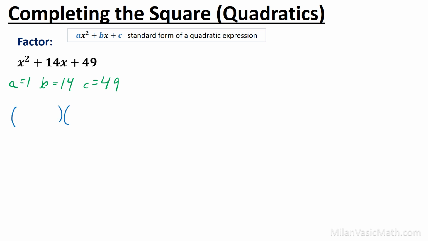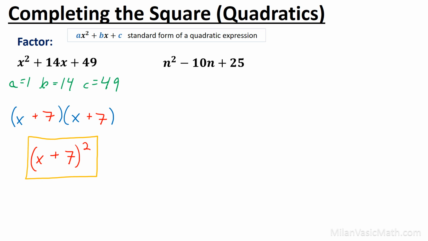So we write two sets of parentheses. We have x times x, which gives us x squared, and two numbers that multiply to 49 and add up to 14 are 7 and 7. Because the factors are the same, we could write this as (x plus 7) squared. And that's our final answer.